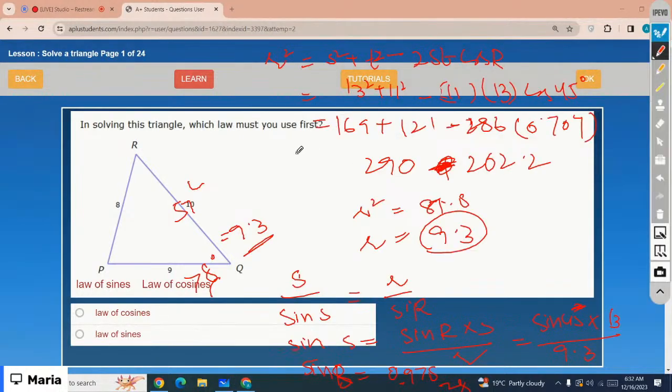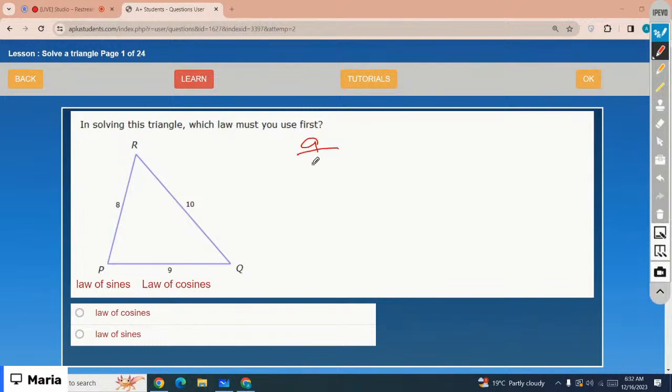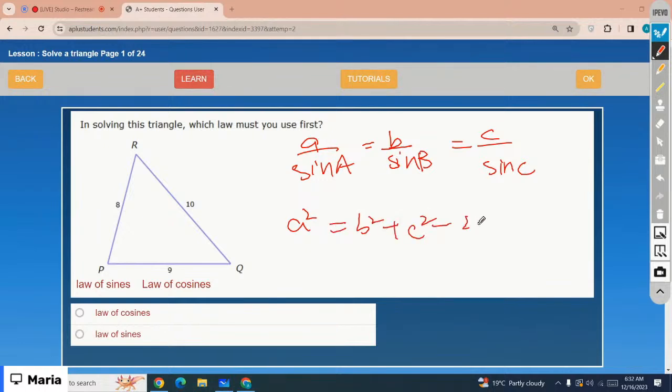Law of sine is a over sine A, b over sine B, and c over sine C. But the law of cosine is a squared equals b squared plus c squared minus 2bc times cos of angle A. You're given one, two, three sides. You can put these sides in here. So you can calculate cos of angle A, right?